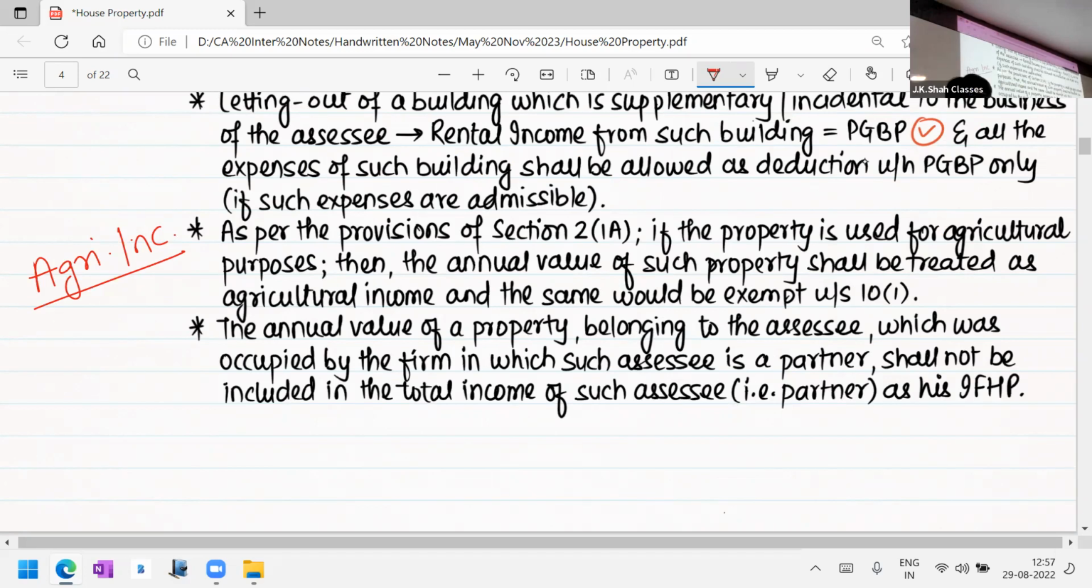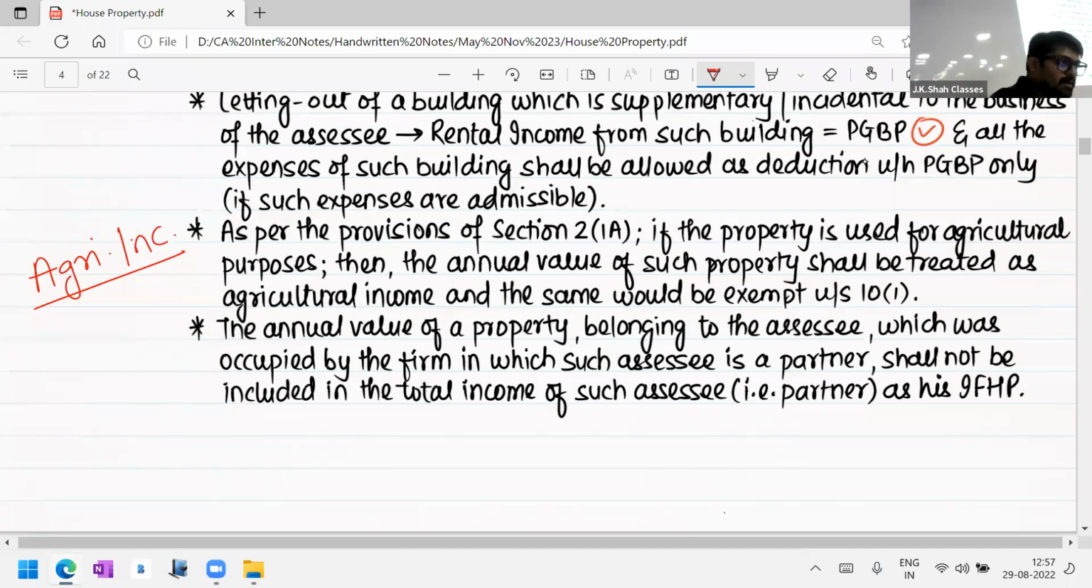See, if I have my own business or profession, that means a proprietary business, and in that business I am using my property, the annual value of that property will not be taxable for me under the head house property. Understood? Why? Because that property is used by me for my own business or profession.